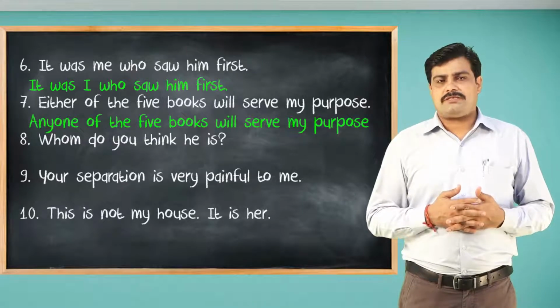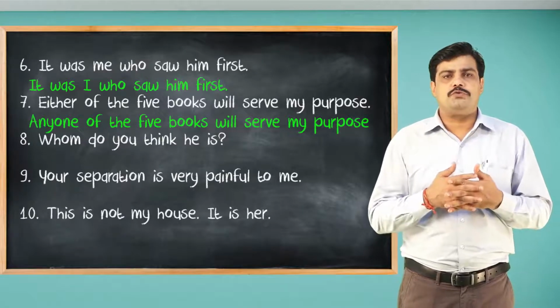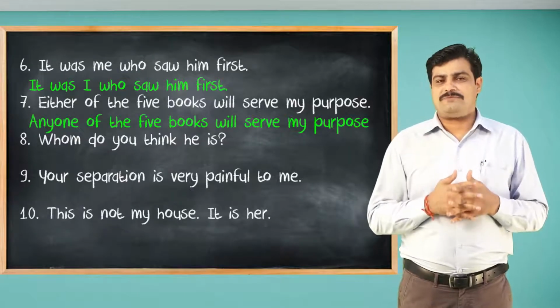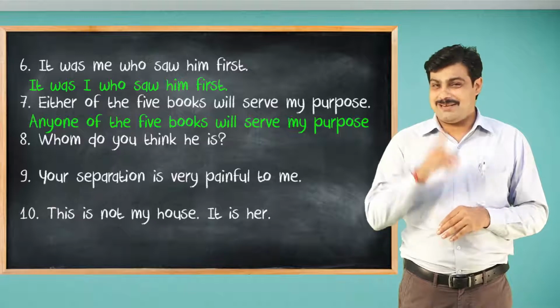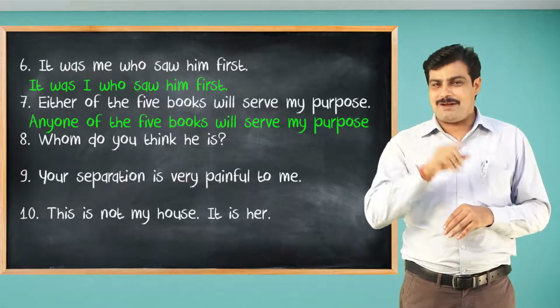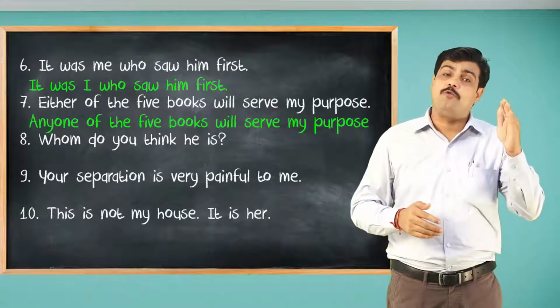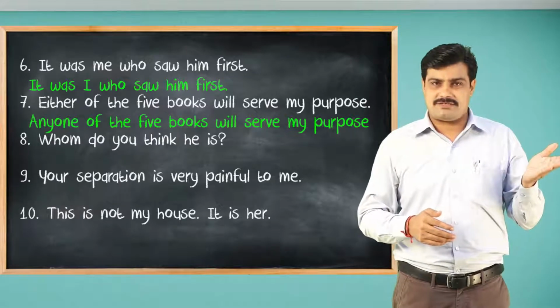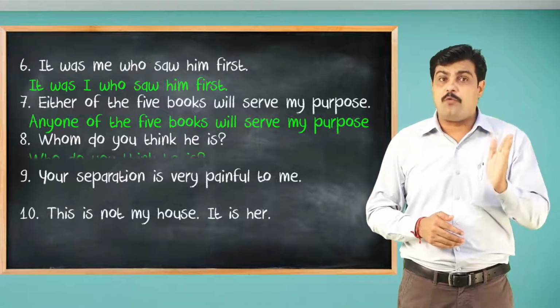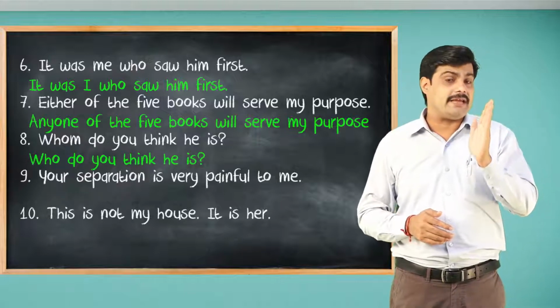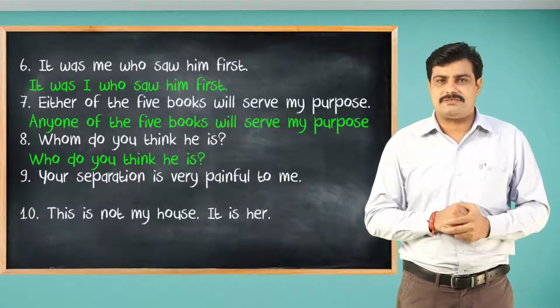Okay, now let us take another one. Whom do you think he is? Now whom must be replaced by who. The reason is that in the last part he is in subjective case and whom is the objective case. So here must be who, the subjective case. So who do you think he is is the correct sentence.